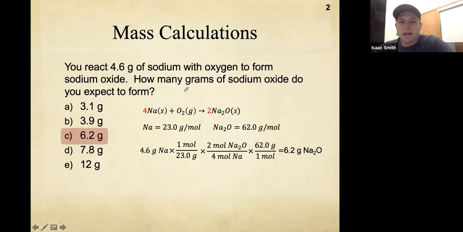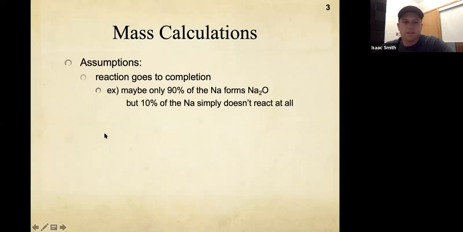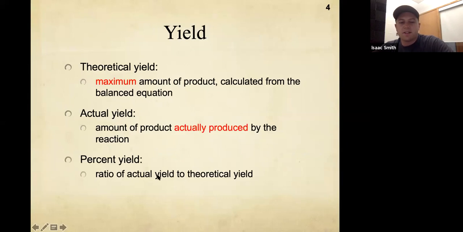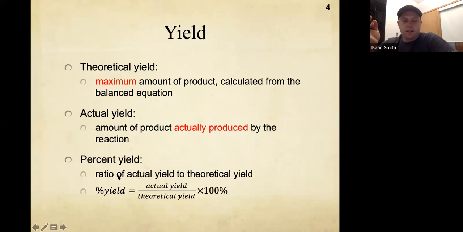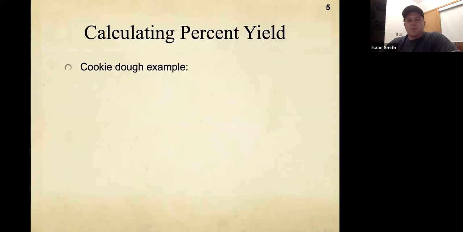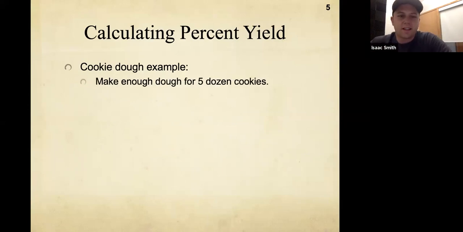But when we do this reaction and then weigh out the product, sodium oxide, maybe you only got 5 grams or something like that, okay? So how much you actually get is the actual yield. Makes sense? And percent yield is the ratio of the actual yield to the theoretical. I have an example coming up. All right, we'll just use this example. Cookie dough example of percent yield, okay?